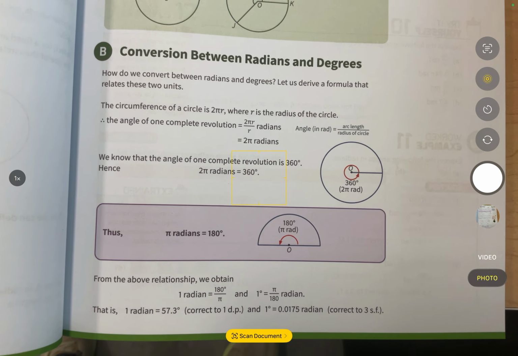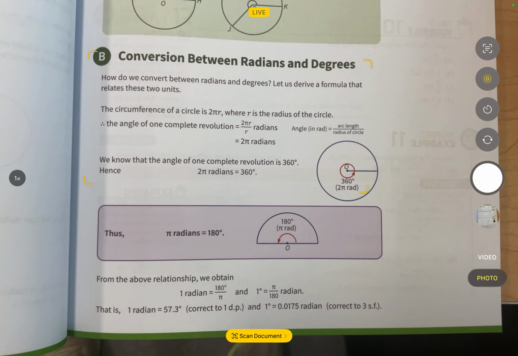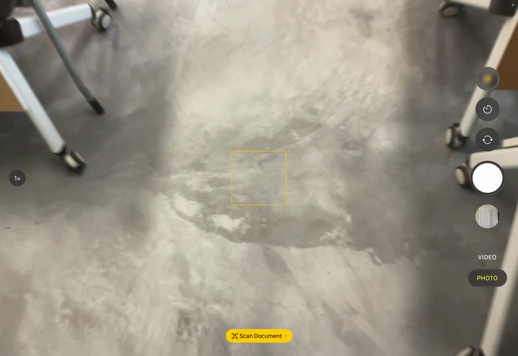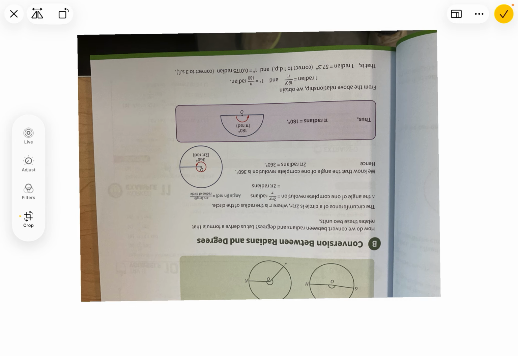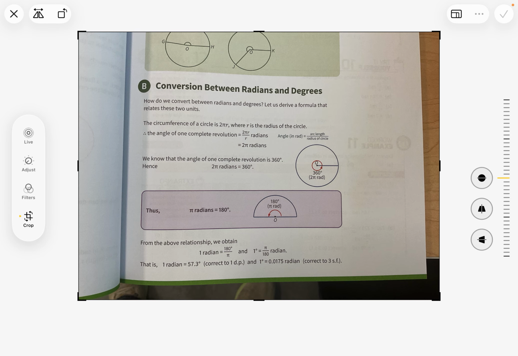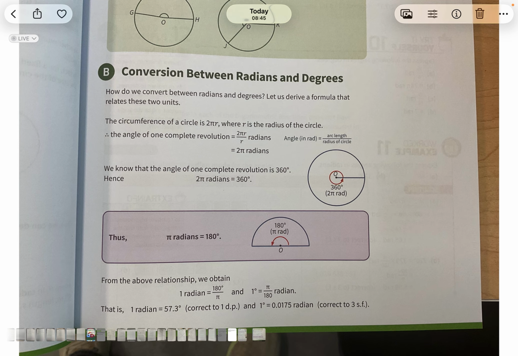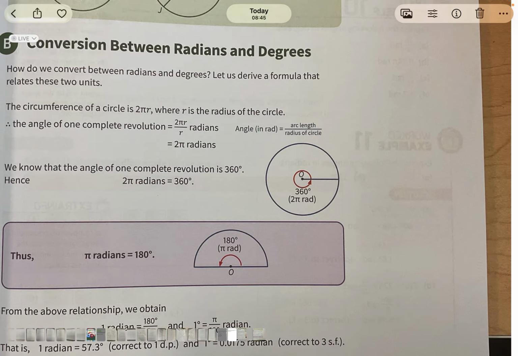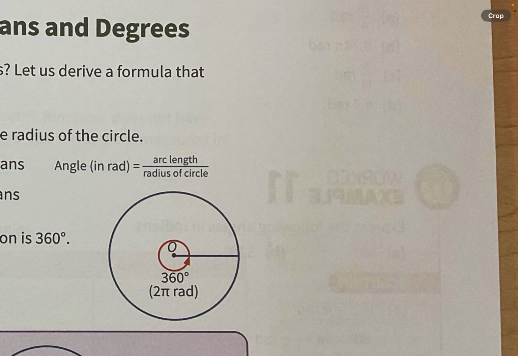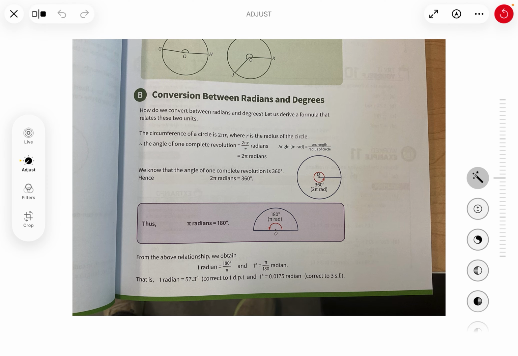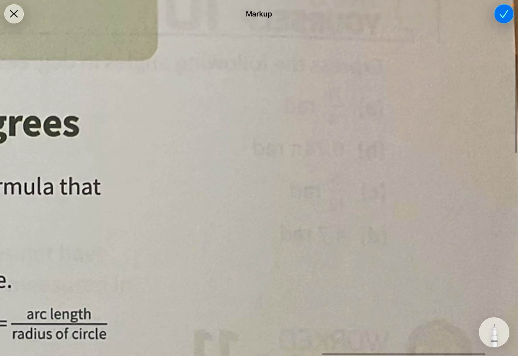Then 1 degree is 180 divided by 180 to get 1 mark. So every 1 degree is pi over 180 in terms of radian. Then if I want 135, from 1 to become 135, I multiply 135. Then I key this inside the calculator. 135 over 180 is 3/4. So the angle is 3/4 pi.